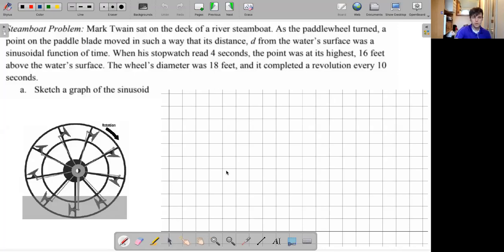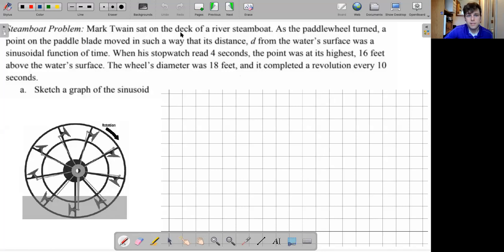All right, we are going to be looking at problem number 2 from the harmonic motion problem set. So we have the steamboat problem. Let's go ahead and read what it says and see how we can model this with a graph.